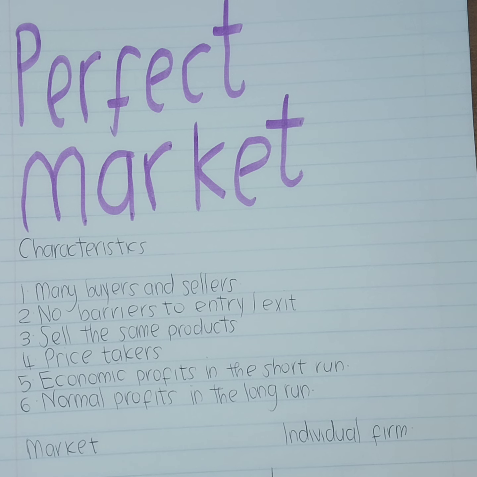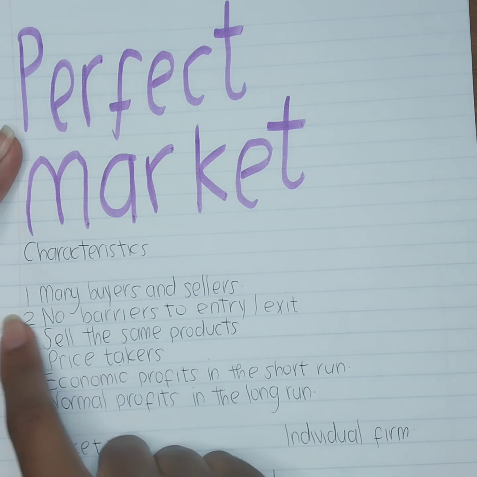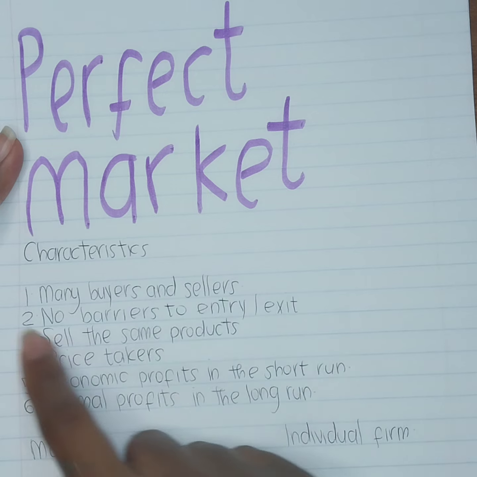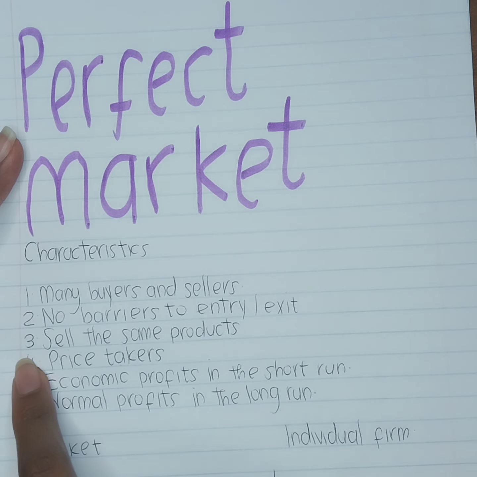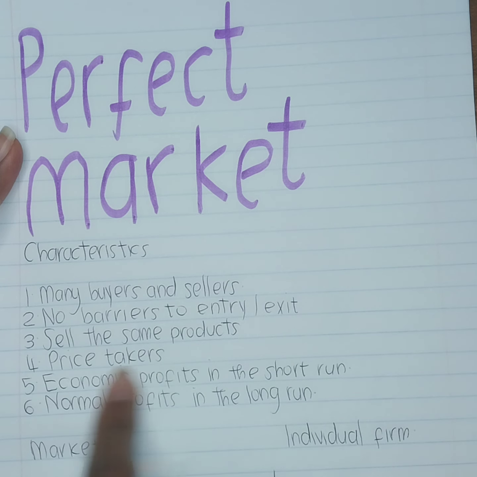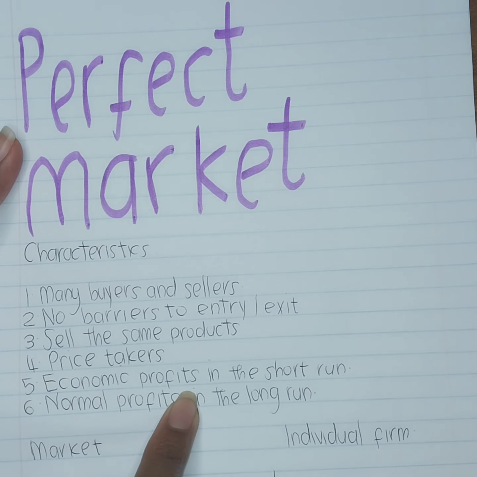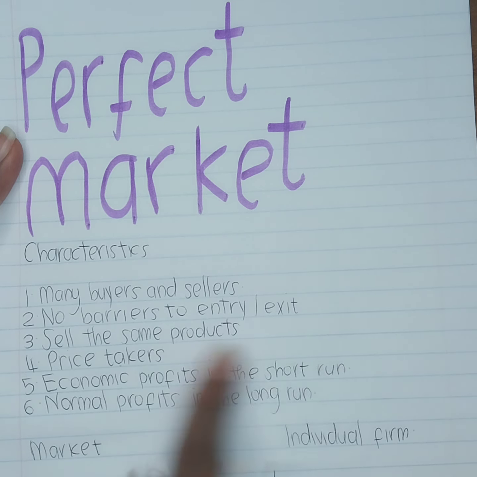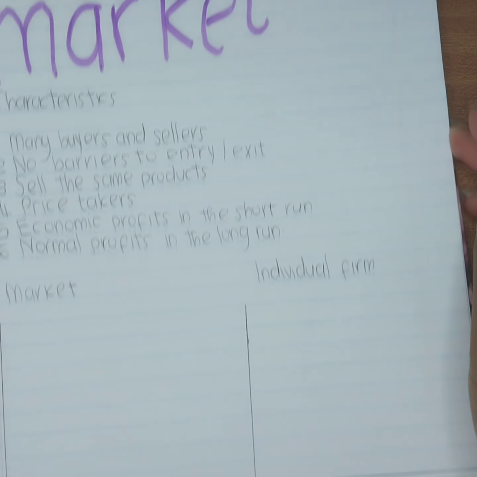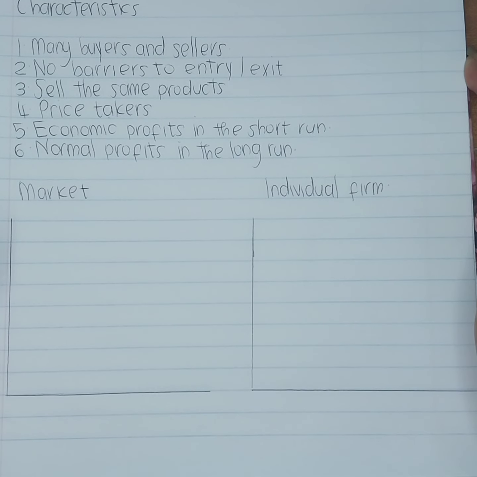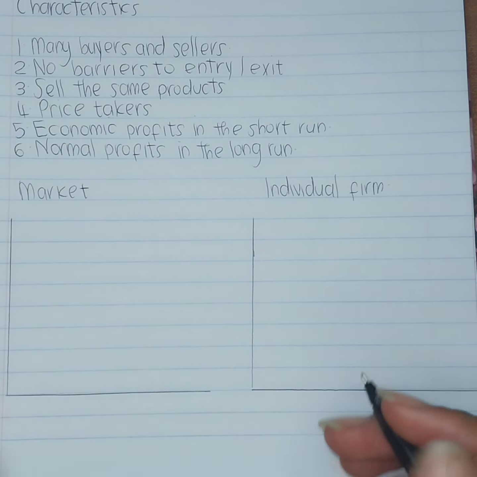So a perfect market has the following characteristics. First of all, it has many buyers and sellers. There are no barriers to entry or exit. It sells the same products. Firms in this market are price takers. Firms in this market make economic profits in the short run and normal profits in the long run. So I'm going to continue to explain the curves, to explain how and why individual firms are actually price takers.